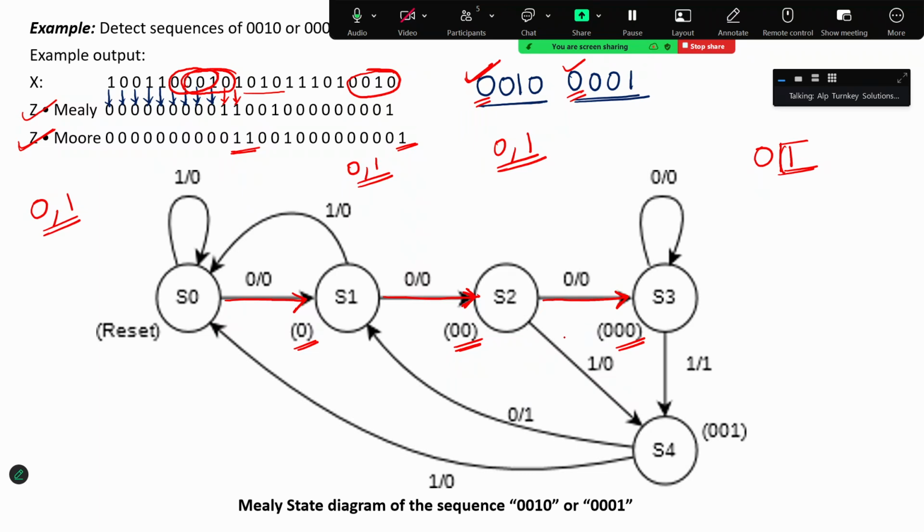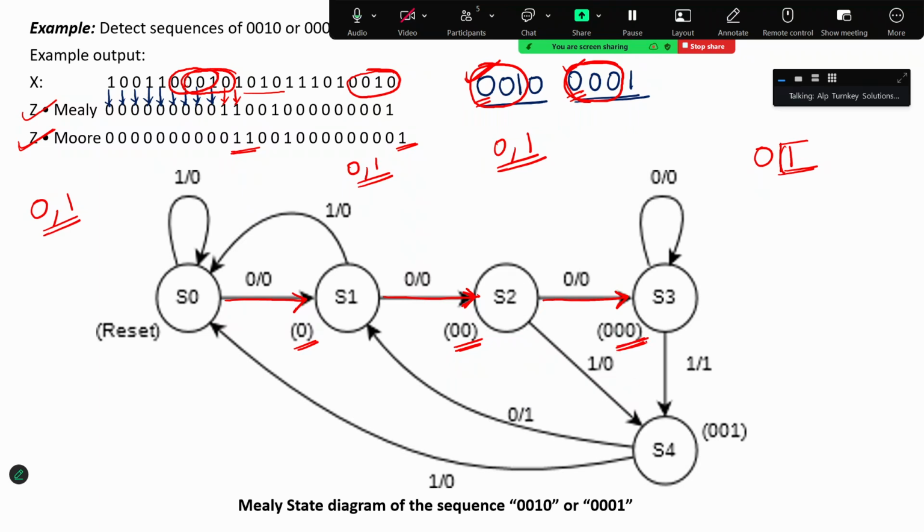If it is 1, so this is 0 0 for the first sequence. 0 0 1 also, this is for this sequence, no? So if it is 1, I am getting the sequence. Yes. Okay. So it will go to the next state, that is S4.